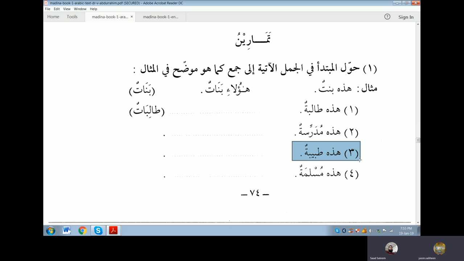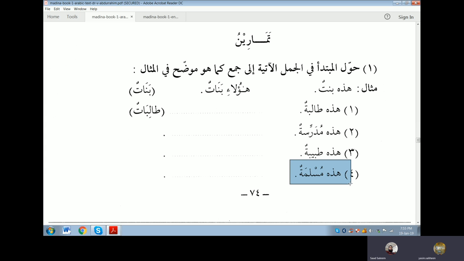Okay. So then, hadhihi tabibatun, hawla'i tabibat. Again, you will add alif after ba, and then you will add ta here. Okay, next. Would it be the round ta? No, this ta, as in the example, ta like this. Okay.